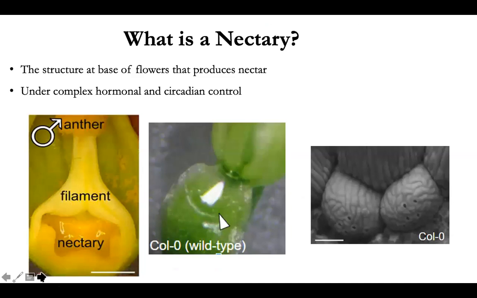Nectar is produced by structures known as nectaries that are at the base of the flowers, and this is something my research has been investigating. You can see here the nectary in a squash or pumpkin flower is cup-shaped and produces the nectar into this hollow cavity, whereas in Arabidopsis it can be a bean-shaped structure which produces nectar. Nectaries are very interesting structures because they are under a very complex hormonal and circadian control. They don't just ooze out nectar. They produce nectar at a very specific time of the day. We are trying to understand the genetics of why nectar is produced suddenly at a specific time of the day and what different hormones control it.